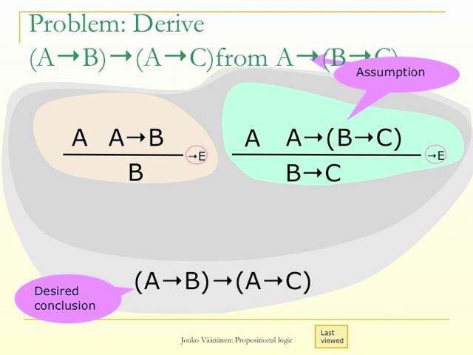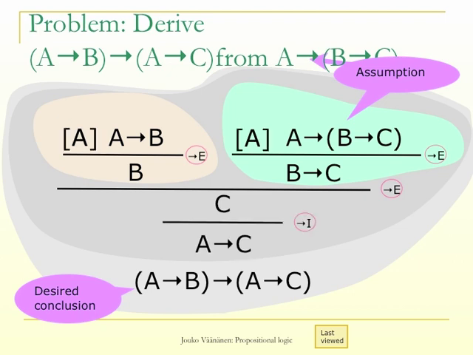From B and B implies C, we get C. We wanted to derive C and we have derived C. So we have derived A implies C under the temporary assumption A implies B. So now we use the final implication introduction rule and we can eliminate the temporary assumption A implies B, and we have the desired conclusion.